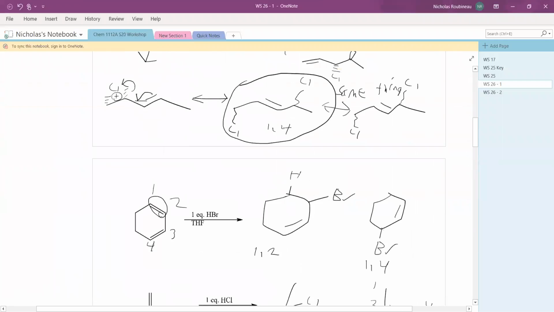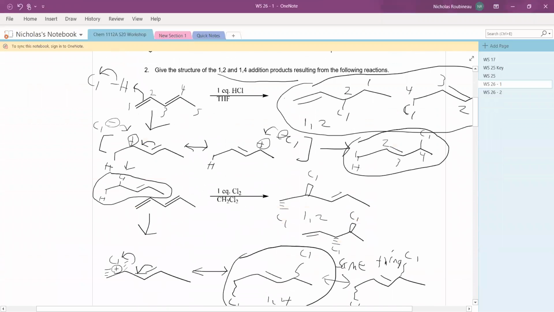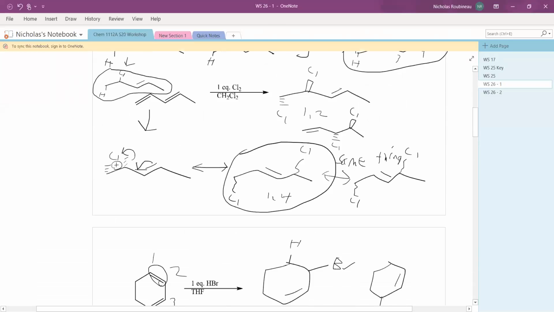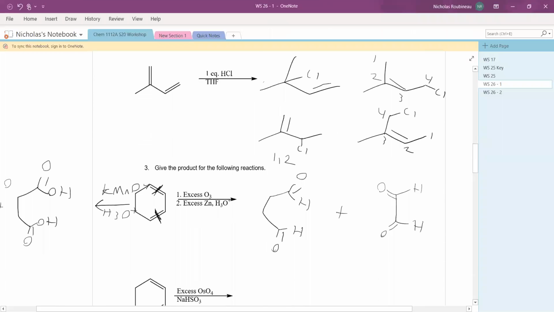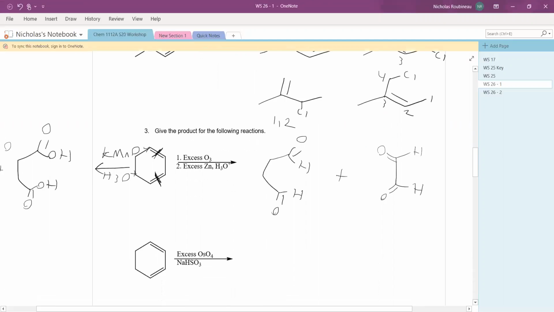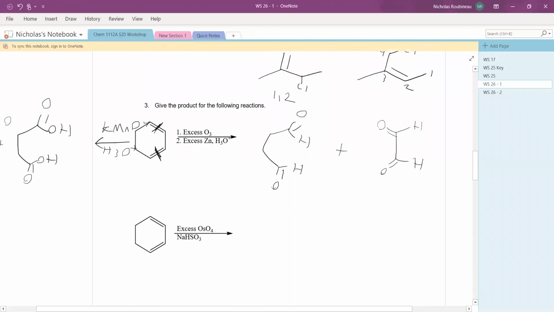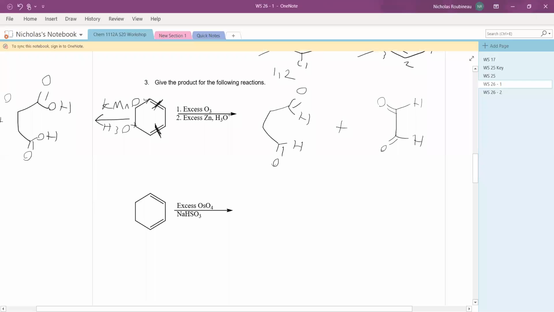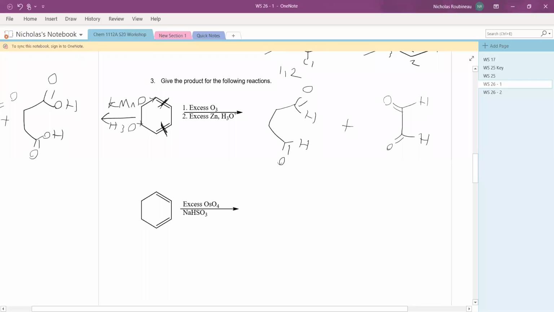So I specified we were using one equivalent up here, and that's why we only reacted with one of the double bonds. Generally, if he doesn't explicitly say to give the 1,2 and 1,4 products, or if he doesn't put one equivalent, that usually means you have excess, but I'm also assuming he's going to explicitly say you're using excess just to make sure it's clear what's going on. But usually if it's not written, you just assume it's excess and it will react with everything. Just in case he doesn't write it, you should keep that in mind.